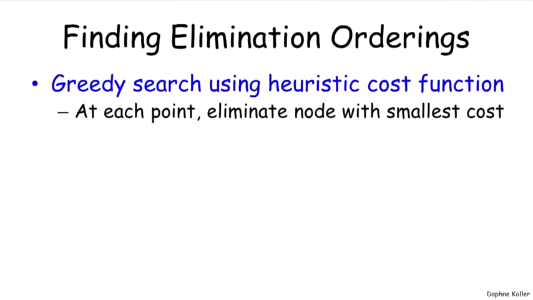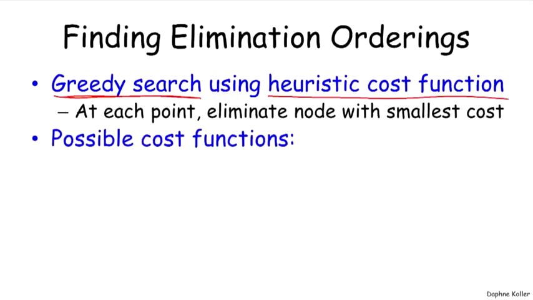So how do you find a good elimination ordering? Fortunately, simple heuristics actually do pretty well. So one standard way of finding a good elimination ordering is to simply do a greedy search, eliminating one variable at a time, where at each point in the elimination, you use some kind of heuristic cost function to decide which variable you're going to eliminate next. And there are some obvious cost functions to use, and it turns out that surprisingly they work pretty well.